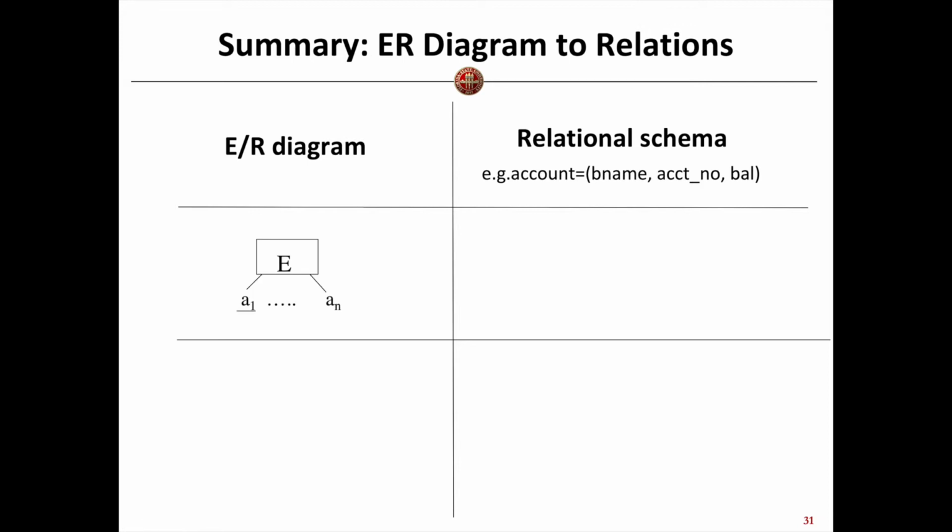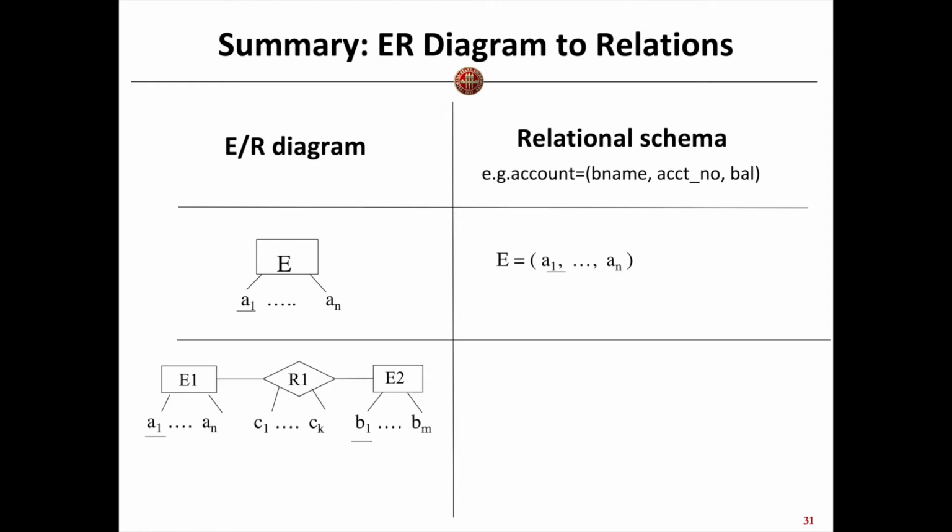So given an entity, right? This entity, the rectangle, has a bunch of attributes A1 to AN. A1 is a key. And based on the rules we showed before, we can translate this entity into a relation E, it covers A1 to AN as attributes. A1 is a key, it is highlighted with underline, right? So the translation of the entity is very simple.